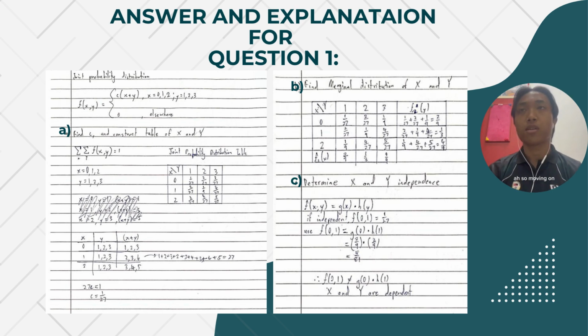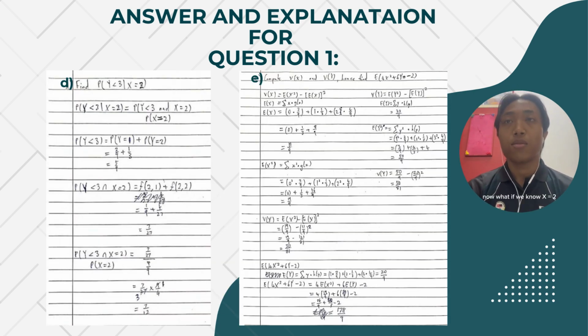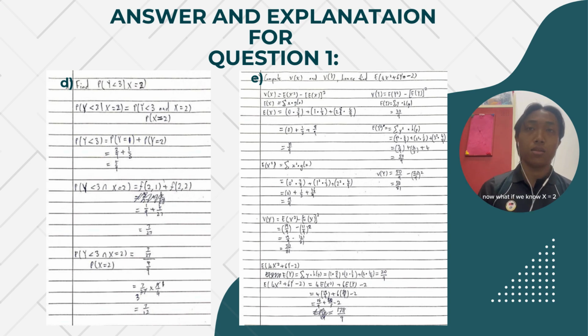So moving on, are X and Y independent? To check, the joint probability must equal the product of the marginals at every point. We tested the point (0, 1). Since 1 over 27 does not equal 4 over 81, we can confidently say X and Y are dependent. They influence one another.